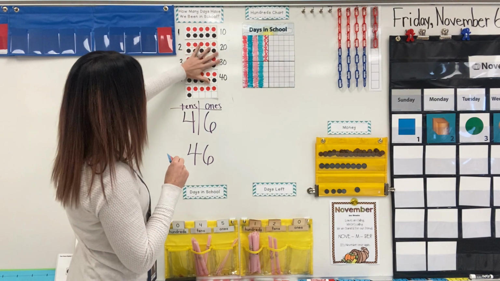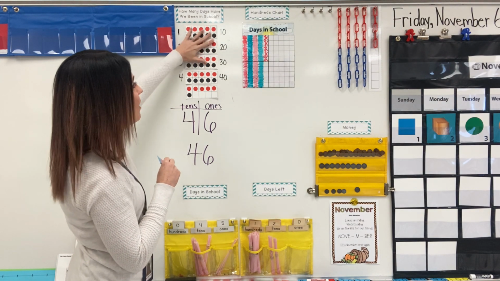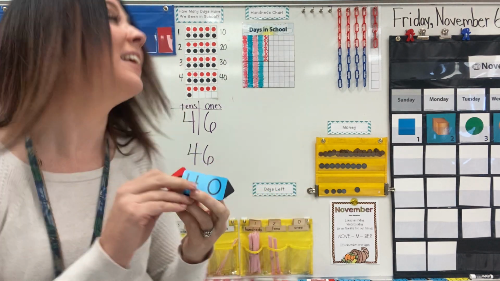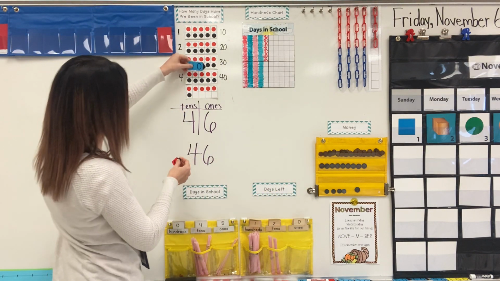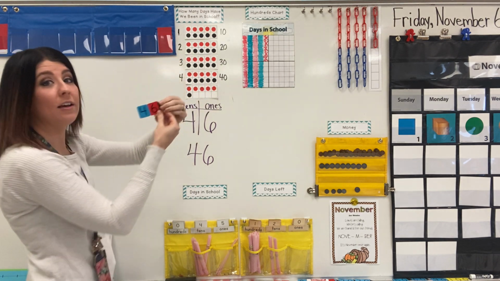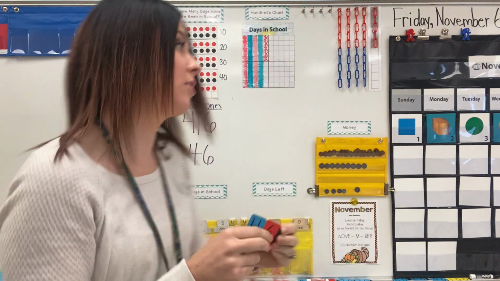How many dots do you think are in these 4 full 10 frames? Did you say 40? Yes, there are 40 dots up here and 6 dots down here. 40 and 6 make 46. So we have 46 dots all together.